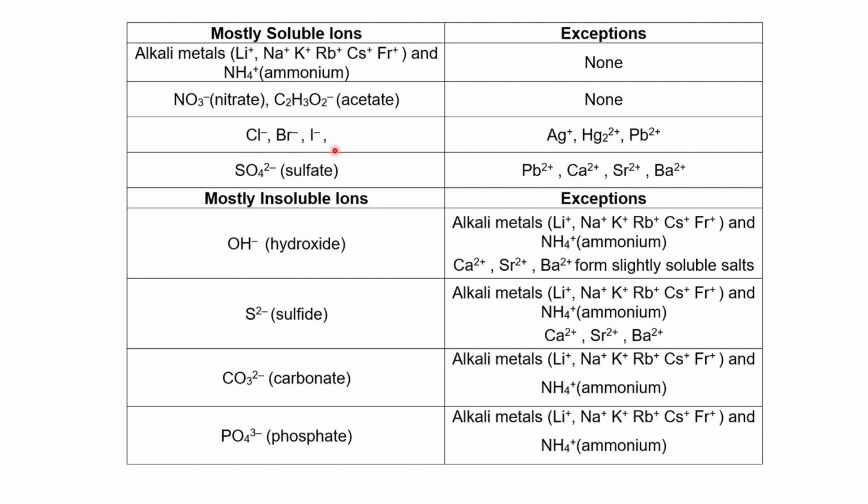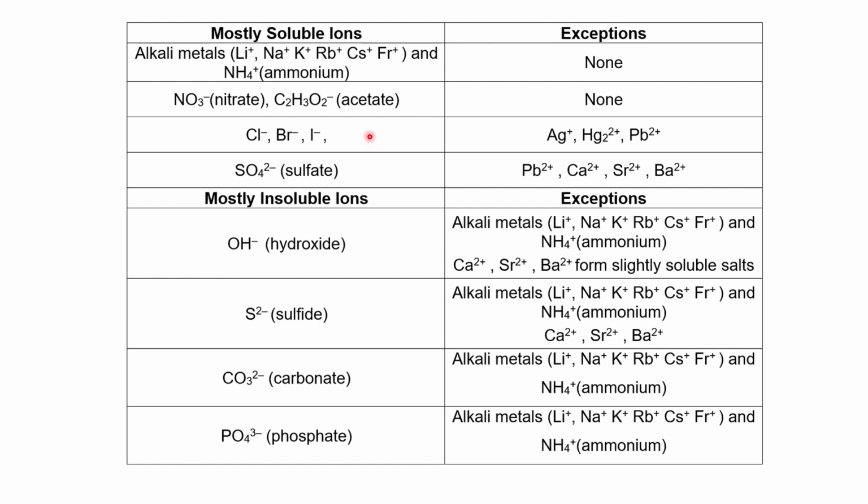So you can see these are our halogens here. They're not all the halogens, but they're some of the halogens. So any salt that contains these halogens are going to be soluble, except this time we do have exceptions. So if you are silver, mercury, or lead, then you are not going to be soluble. So these are the exceptions, meaning that most salts with these anions are soluble, except for your silver, mercury, and your lead. So for example, your lead iodide will not be soluble.